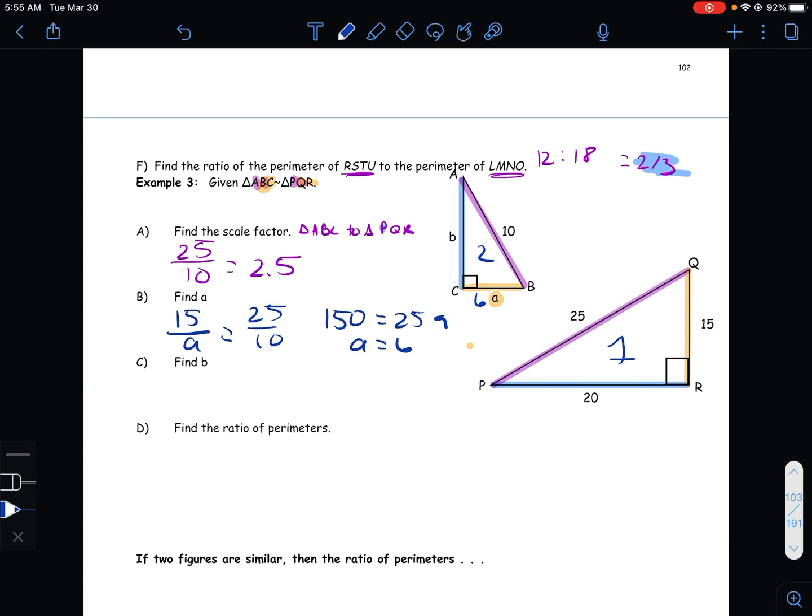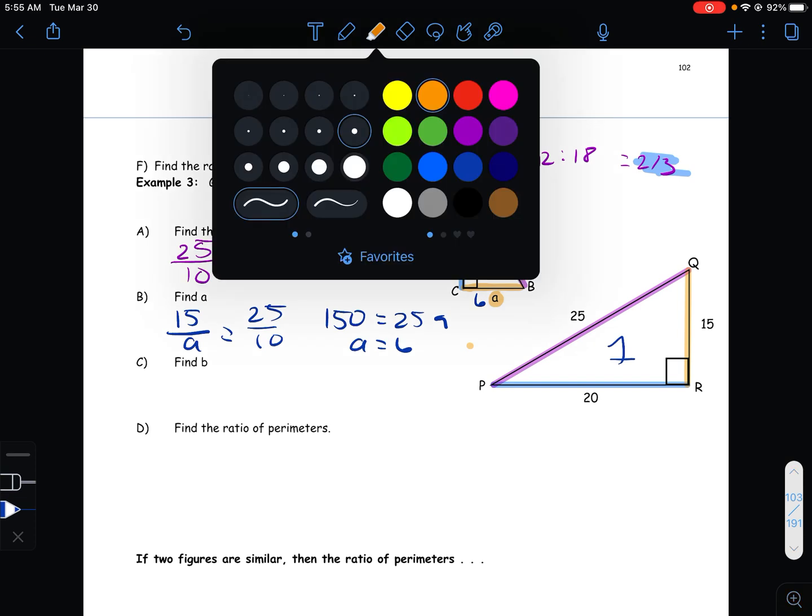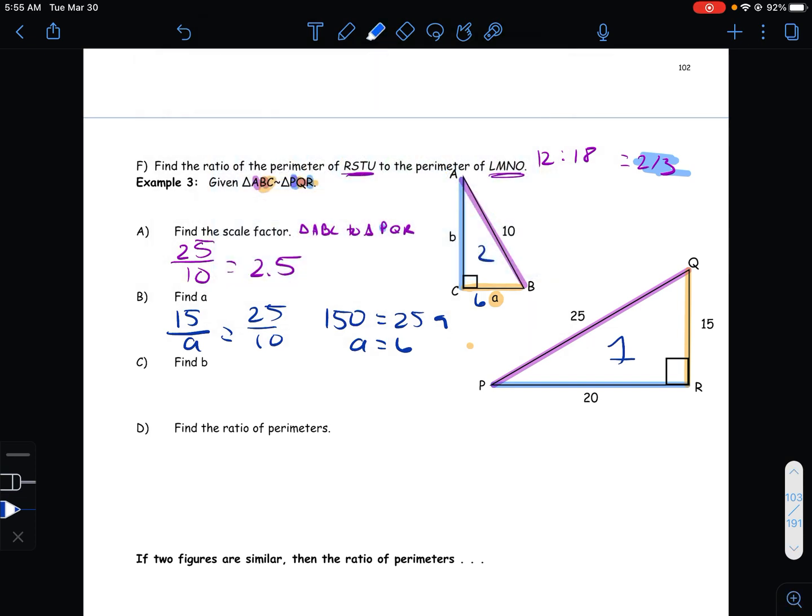Then they want us to find B, so we're going to pretty much do the same thing. So we'll do P and R, which is the first and the last. So we get 20 over A and C. That's the first and the last, which is going to be B. That's what we're interested in. And then we'll set that equal to our 25 over 10. So we get 20 times 10, which gives us 200, equals 25B. Divide by 25, and you get B is 8.